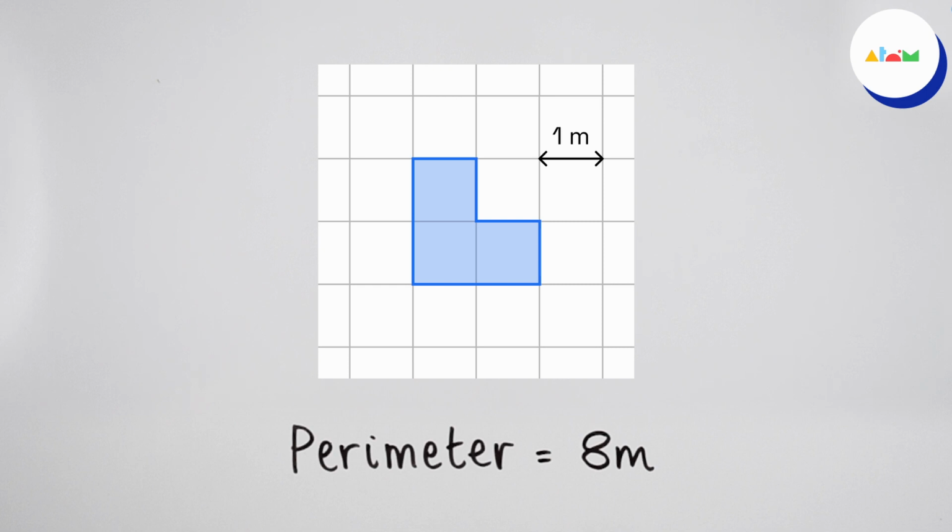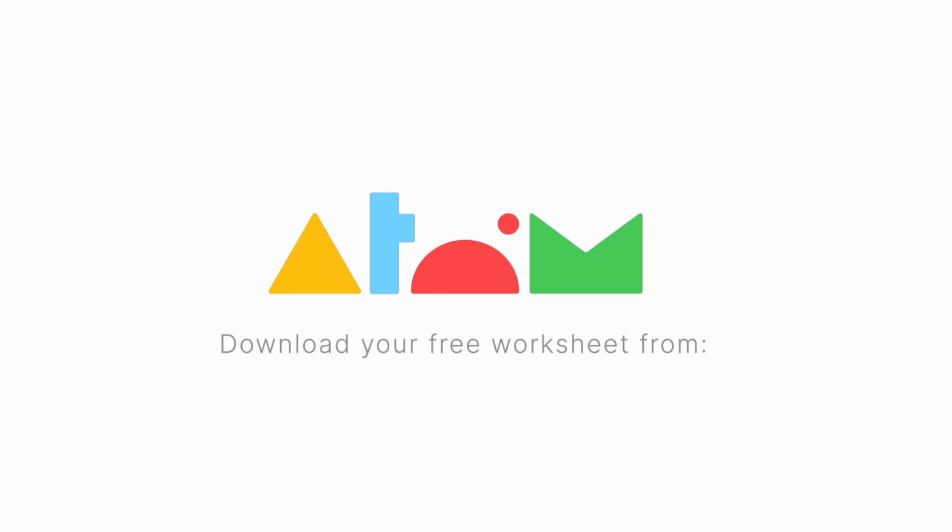Top tip: when measuring length with a grid, mark the sides off as you count them to avoid counting them more than once. And always remember to check the units.